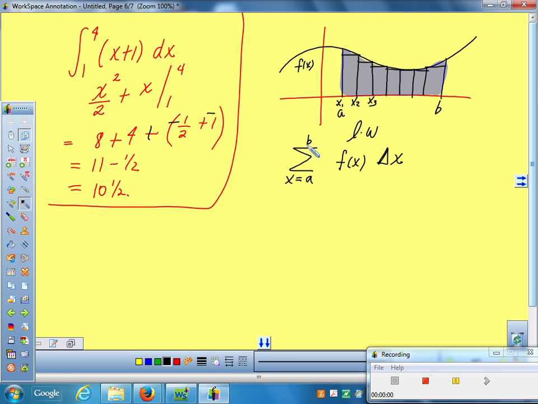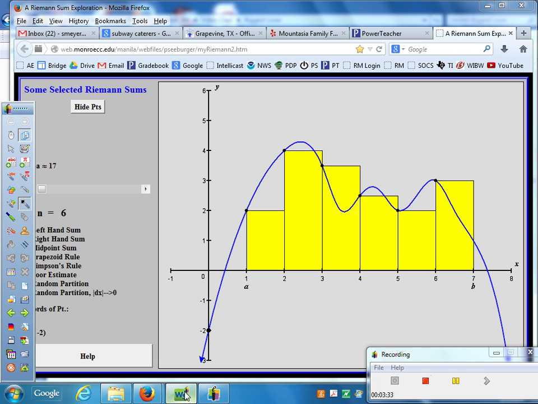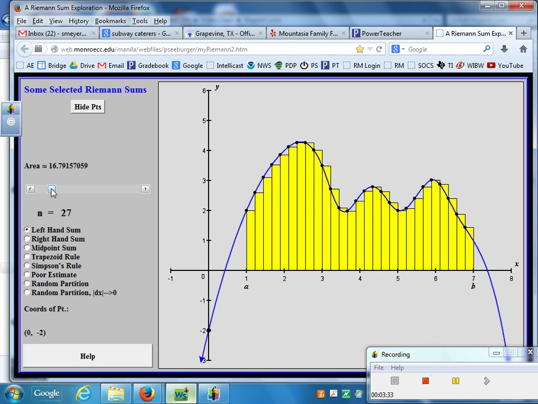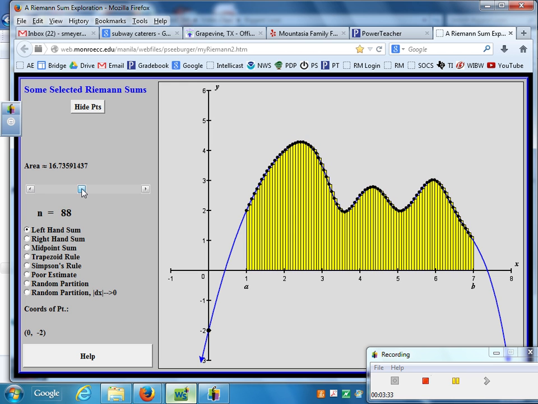What could I do to the rectangles to make them have fewer gaps? Make them smaller. In what way? The width. Yeah, you would like them to get smaller. And here's where I get to use my magical tool. So here we have a nice little function with rectangles throughout it. And you all said I should make the rectangles get smaller, which means I would need more rectangles in there, wouldn't I? Right now it says n is 6. I'm going to make it go up. There's 27 rectangles in there. Is that a better approximation? Yeah. If I went, there's 88.